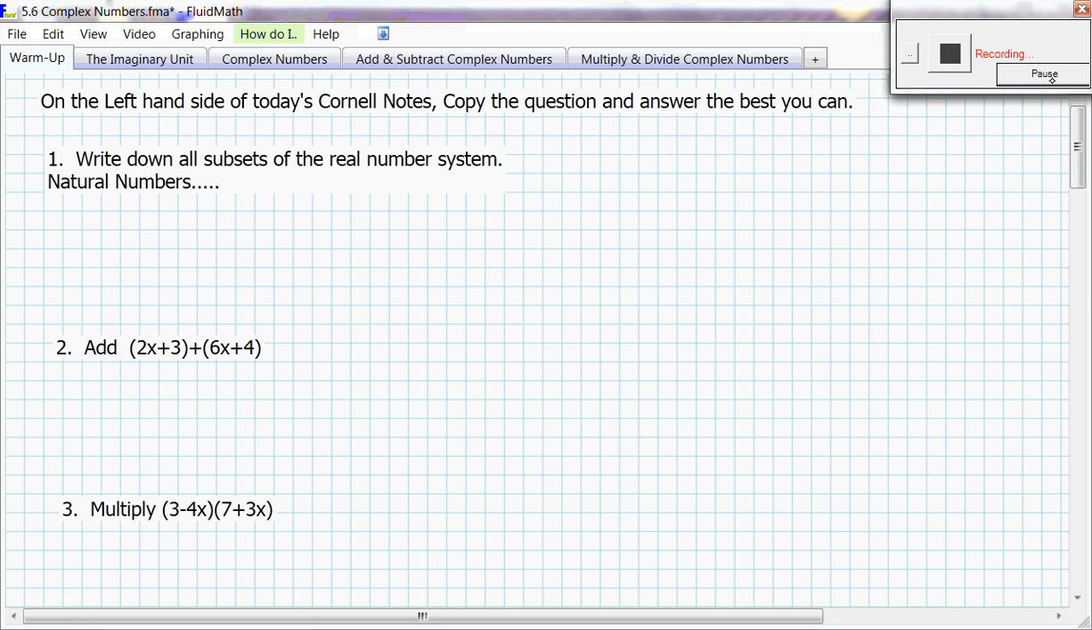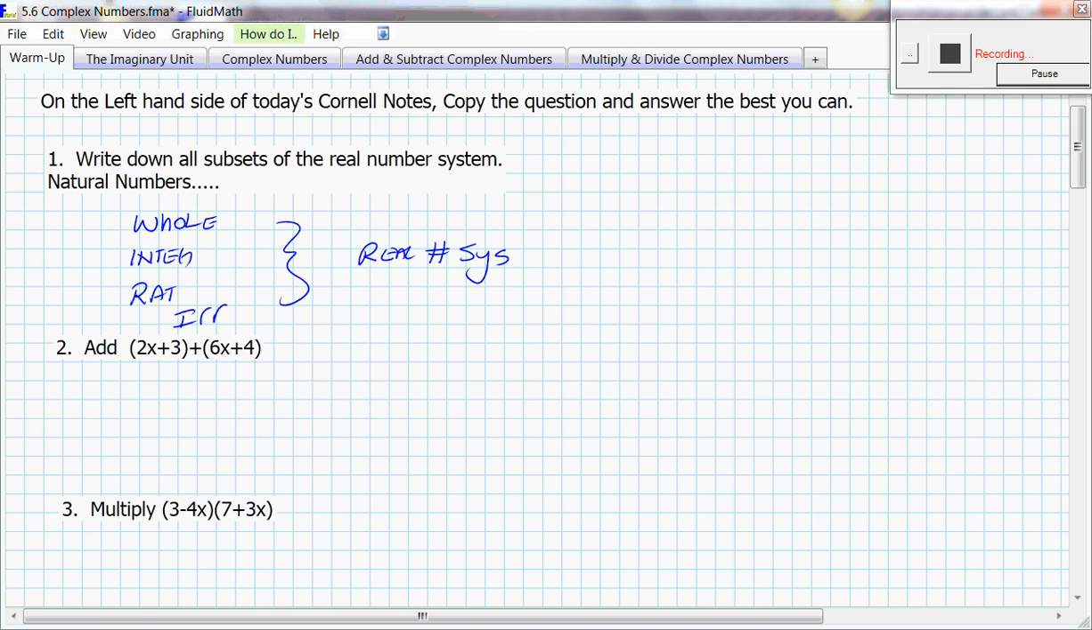So, there we go. Number one, writing down all the subsets of the real number system. Who can do it really quickly? Daniel, what do you got, buddy? Whole numbers, integers, rational, and irrational. Yeah, the whole numbers, the integers, the rationals, and the irrationals. Nice job. Now, all of these make up the real number system, right? You got the natural numbers, the whole numbers, the integers, the rationals, and the irrationals.